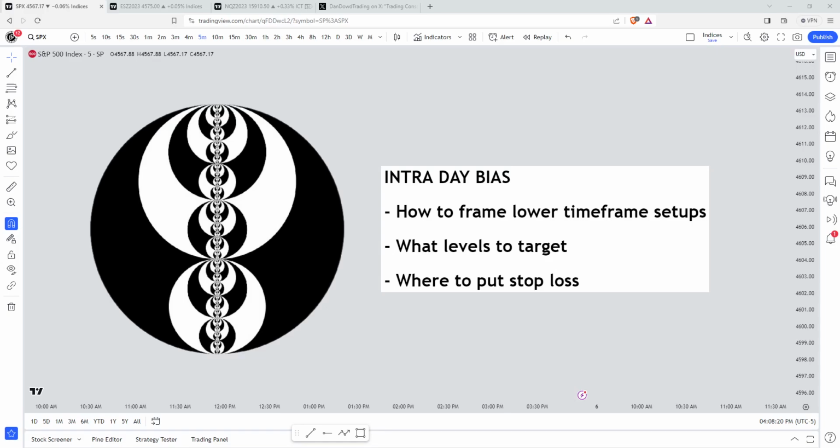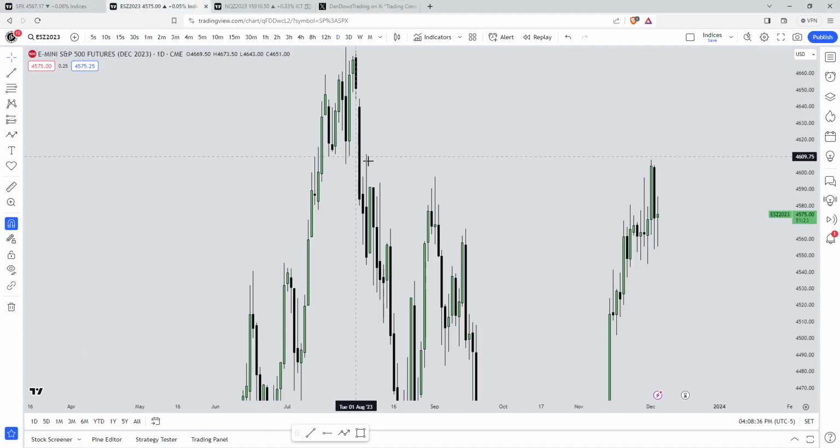I'm going to show you guys exactly how to find intraday bias using ICT concepts. I'm going to show you how to frame lower time frame setups, what levels to target, and where to put your stop loss. I think it's best to explain some of the trades that I took today and yesterday and how I framed intraday bias on those setups. I did come with receipts as well because I did post them in my Discord beforehand.